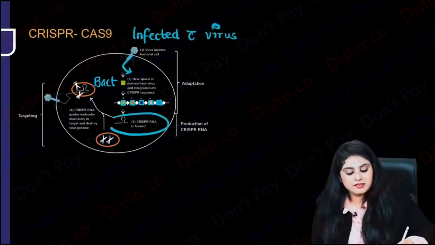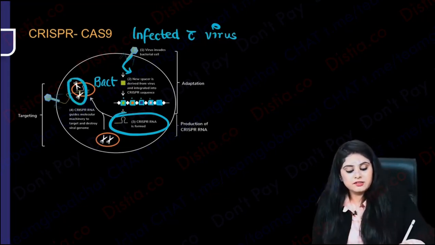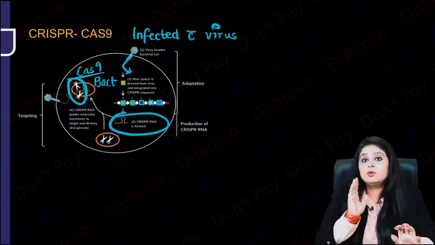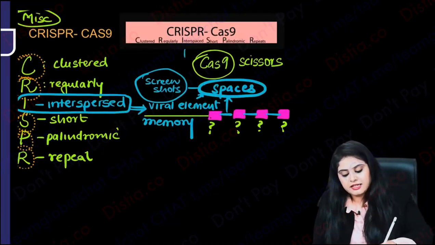That is the entire concept of CRISPR. But who is going to kill that virus? Who is the scissors who's finally going to kill that virus? It took the screenshot, okay, but you have to kill that virus also. And who's going to kill it? Cas9. That's why I said Cas9 is a scissors.